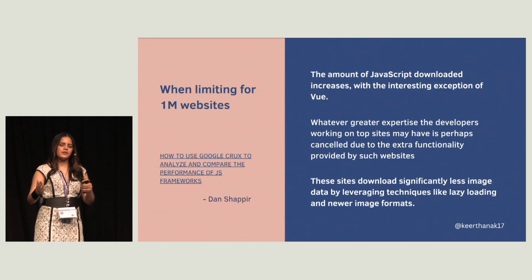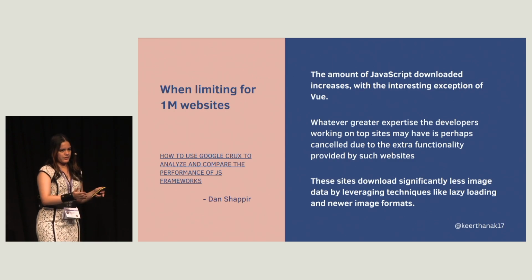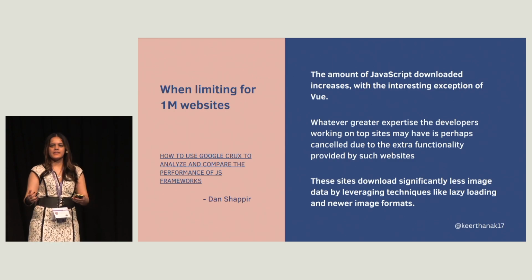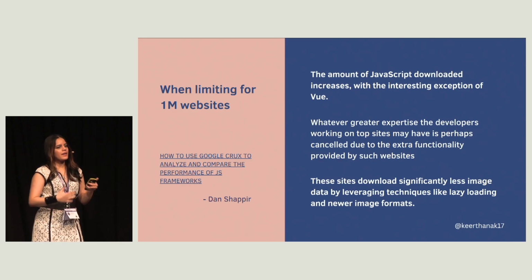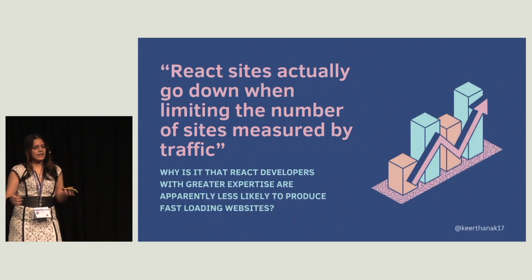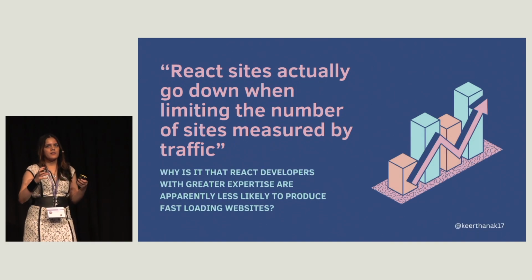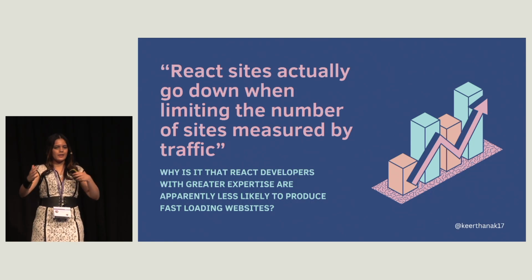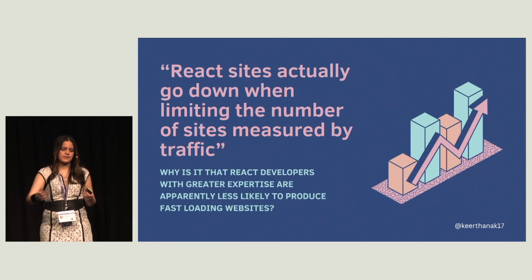So if we do take images out of the equation, if we just focus on development and data and rendering, how can we do better at this, right? So essentially, React sites actually go down in terms of performance improvement when you limit to the top 1 million websites.